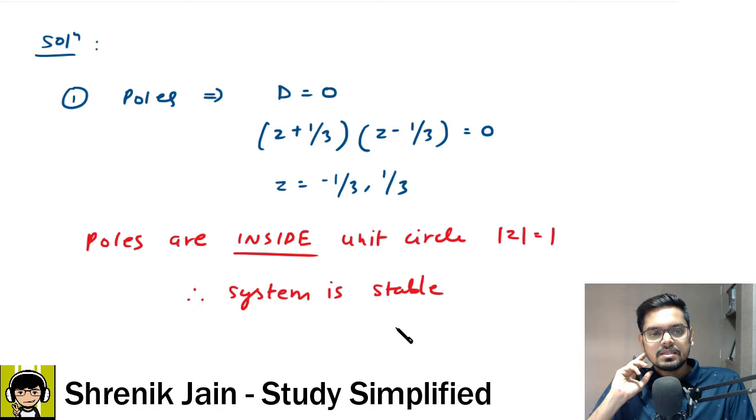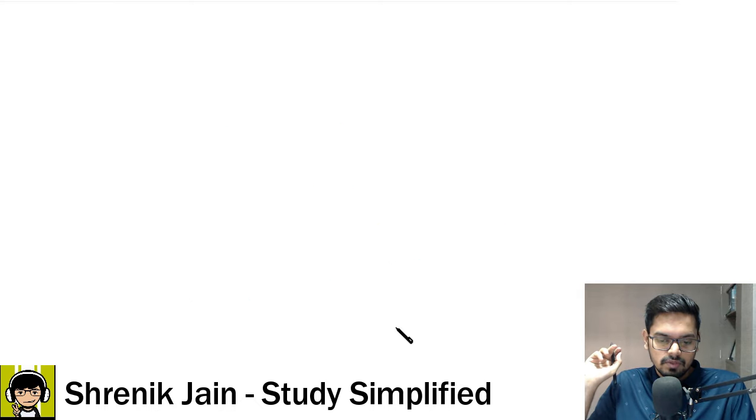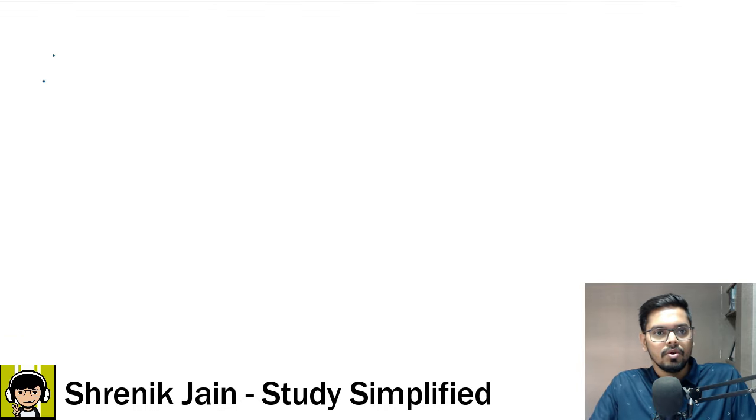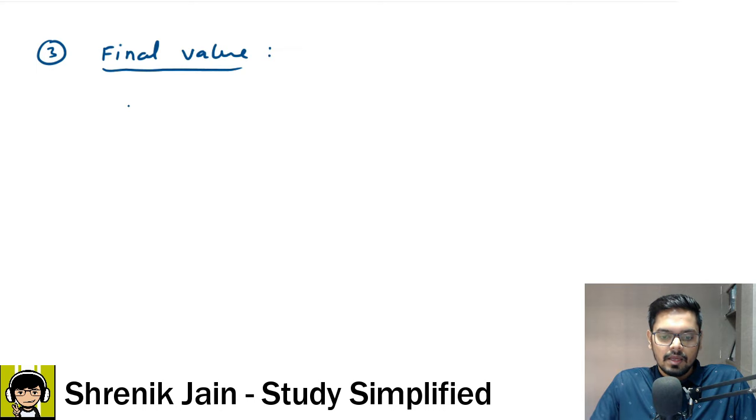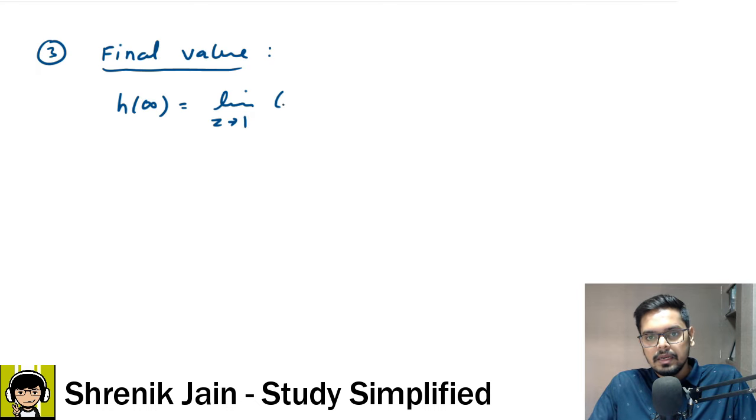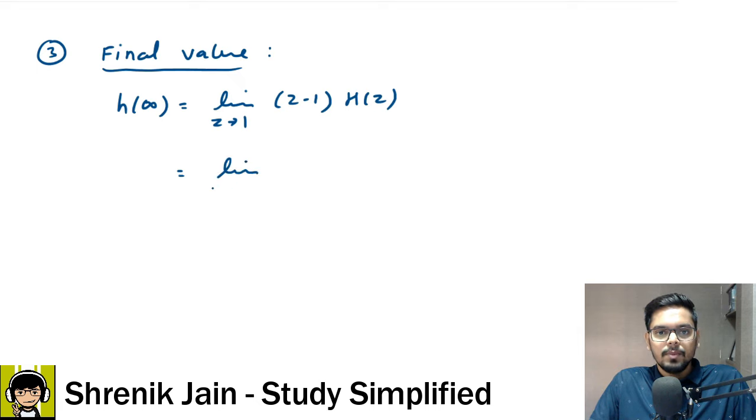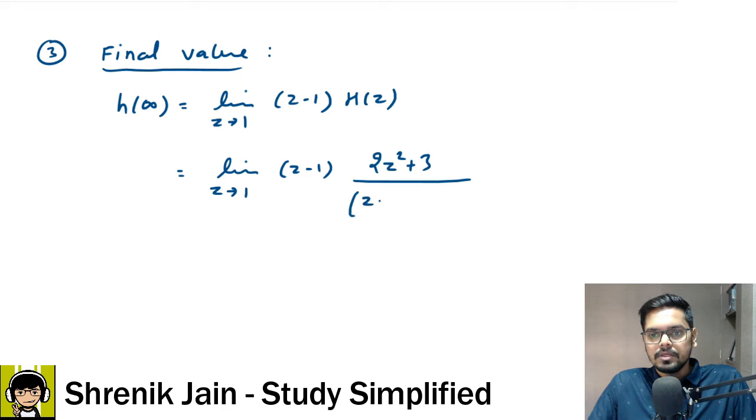Option B is wrong. Let us see now options C and D, which are nothing but the initial value and the final value. To get that, we have to use the theorems. So now the third step is about the theorem. If you need the final value, the formula is h of infinity is equal to limit z tends to 1 of z minus 1 into capital H of z. So this is equal to limit z tends to 1 of z minus 1 into 2 z square plus 3 divided by z plus 1 by 3 into z minus 1 by 3.